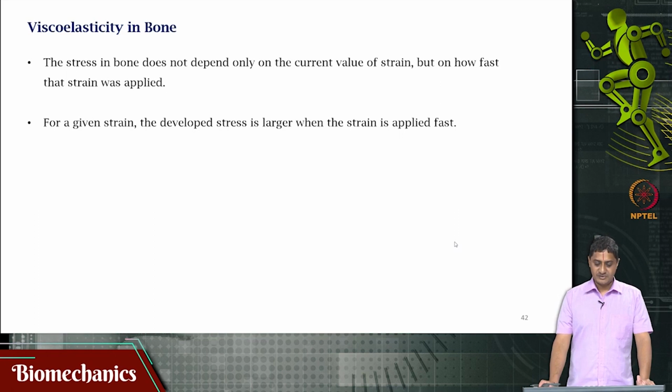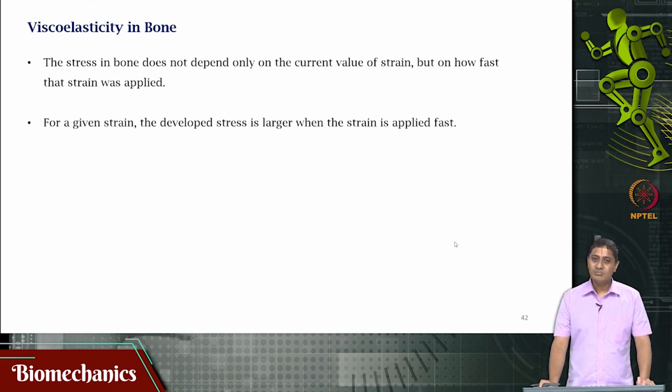So, the stress developed in a bone is not just dependent on the value of the applied strain, but rather also dependent on how fast or slow the strain is applied. So, it is not just the absolute value of the strain that matters. Of course, the absolute value of the strain matters, but that is not the only factor. How fast or slow you apply that strain also matters. So, for a given strain, the applied stress is larger when that given strain is applied very fast.